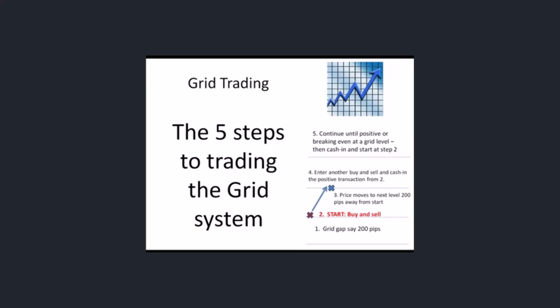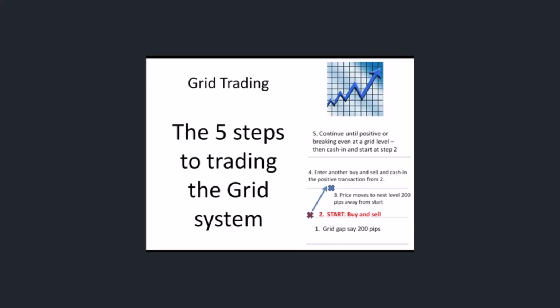You then start your grid trading system by buying and selling the same currency at the same time. Therefore, we don't know what direction the market's going to be moving, so we buy and sell at the same time. The third step is the price then moves by your grid size. It moves to the next level. So that's your start level, and your next level would be level 1. There's nothing to do, as the price will get there by itself.